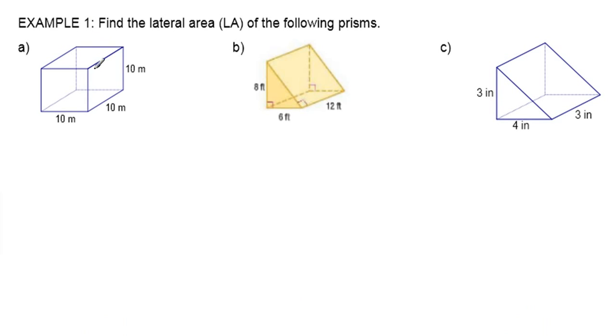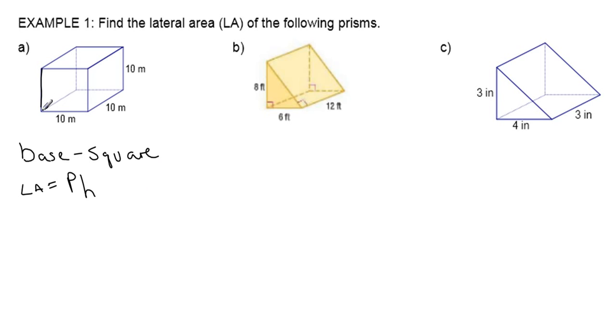Okay, so for the first example, first let's identify what our base is. Well, the base of the figure is, and I know it doesn't appear to look like a cube, but all of these side lengths are going to be 10 meters. So the base is going to be the figure of a square. So if we want to find the lateral area of the prism, we find the perimeter of our base times the height of our prism.